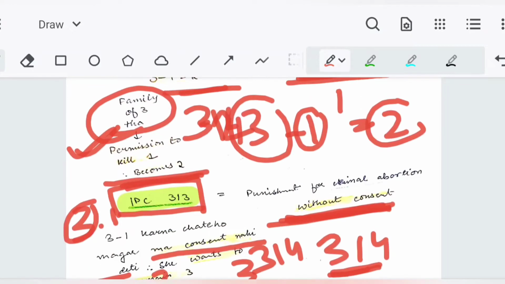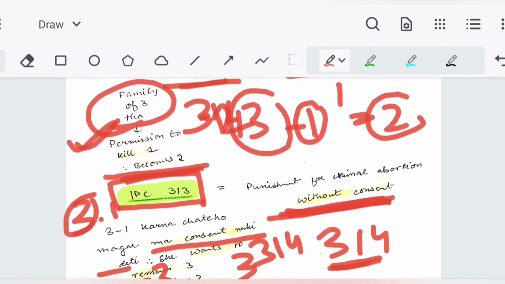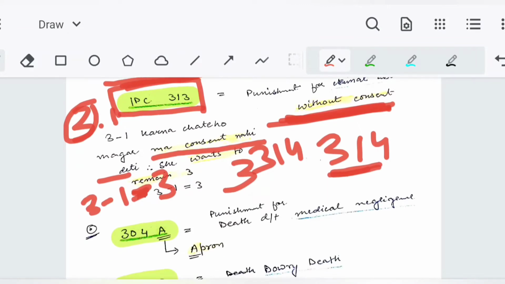So 312 is punishment for criminal abortion with consent of the mother. 313 is punishment for criminal abortion without consent of the mother, and 314 is where death of the mother occurs.